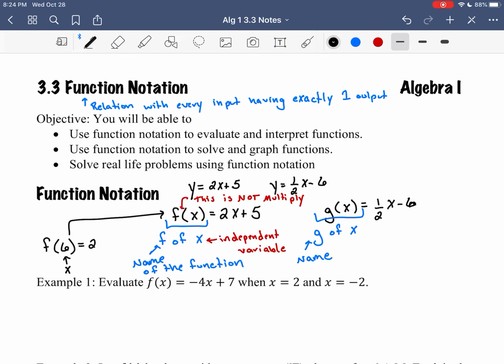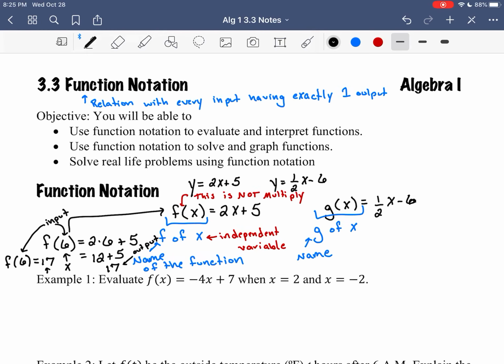So I would have to take 2 times 6 and then add 5. 2 times 6 is 12, add 5 is 17. So we would say f of 6 is 17. This 6 is my input, and the 17 here is my output. A lot of times we'd write it this way, f of 6 equals 17. That's my input, and that 17 is my output.